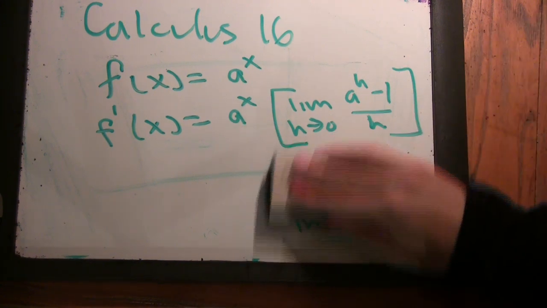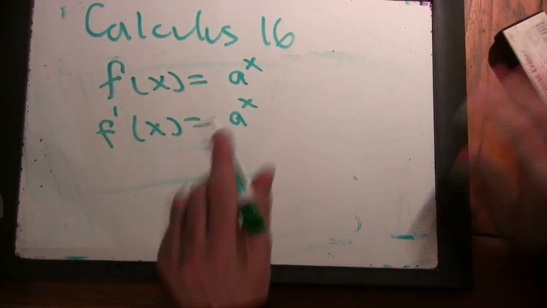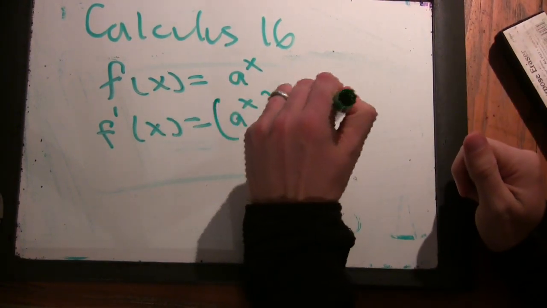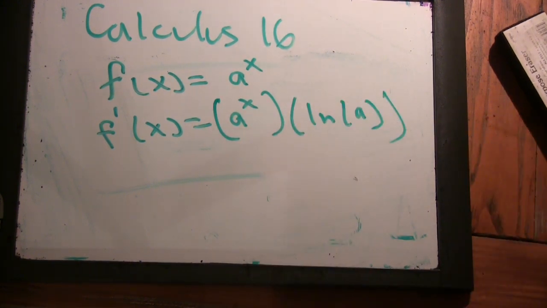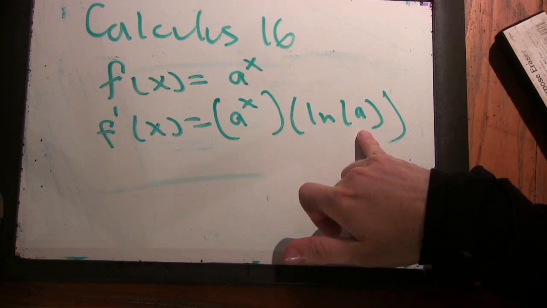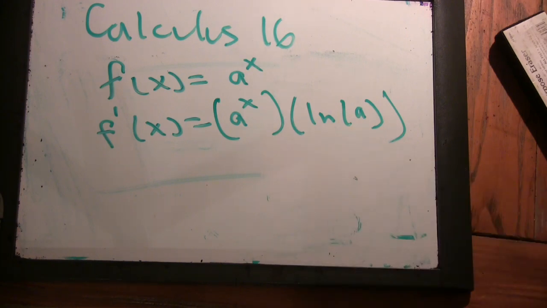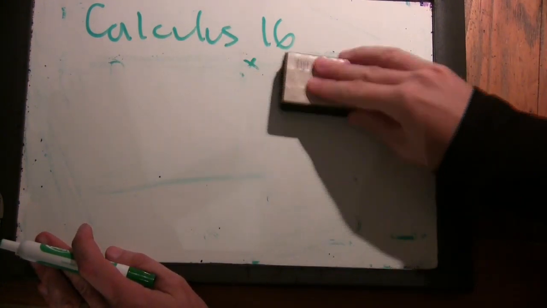That's right. So the derivative of a to the x, it turns out, is always going to be a to the x times natural log of a. So again, the derivative of e to the x is e to the x times log of e, which is 1. And so that is one of the reasons why e to the x is such a very nice function.